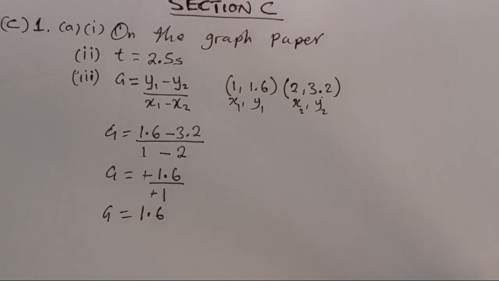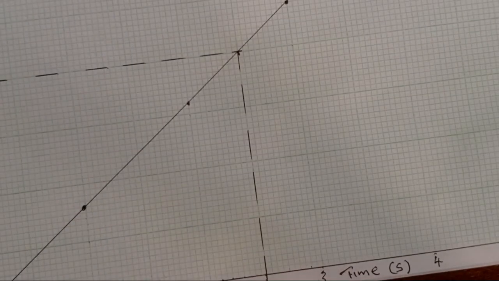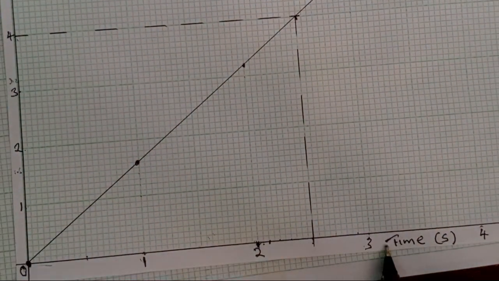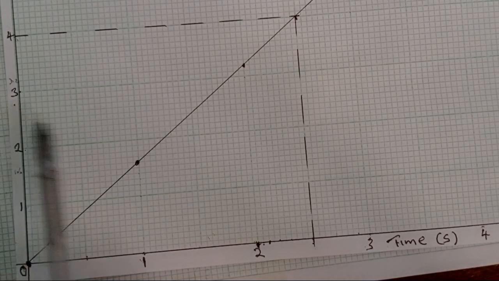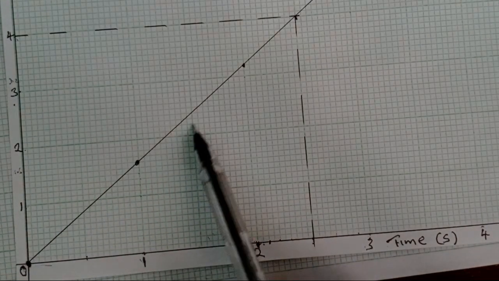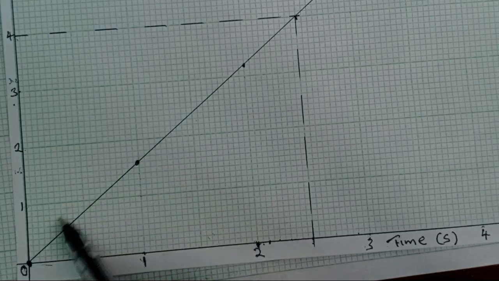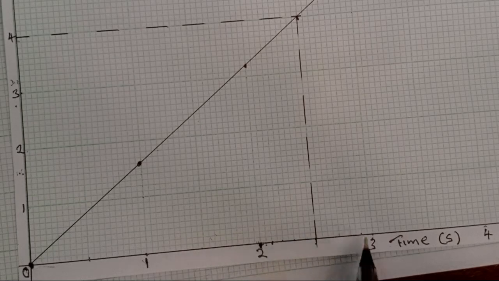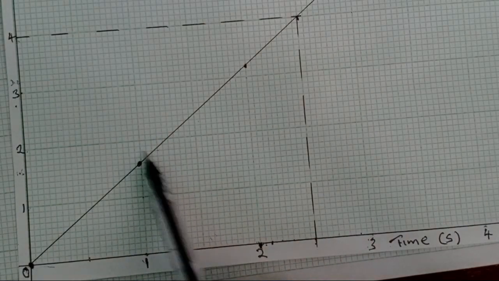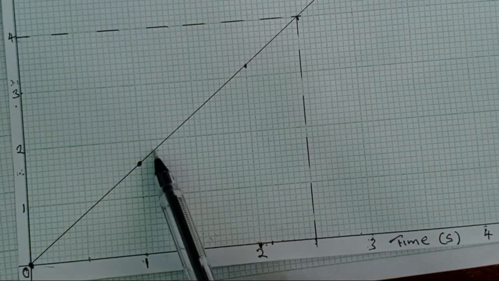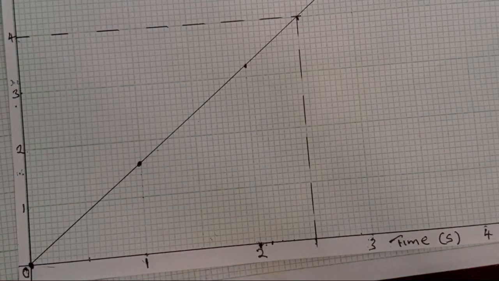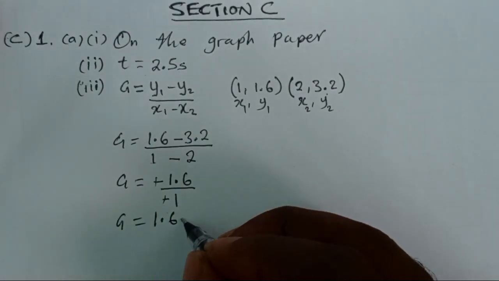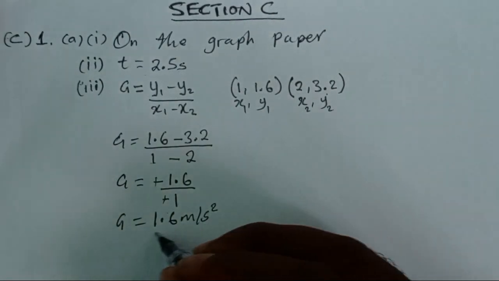Remember the graph that we have. This graph is a velocity time graph, so the result that we have is acceleration. What we have just calculated is acceleration. When we plot the graph of velocity against time, the quantity that we get is acceleration. So the units that I'm going to add are for acceleration: meters per second squared.